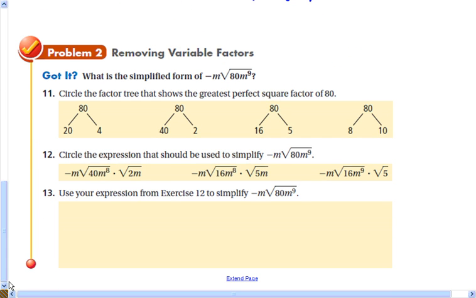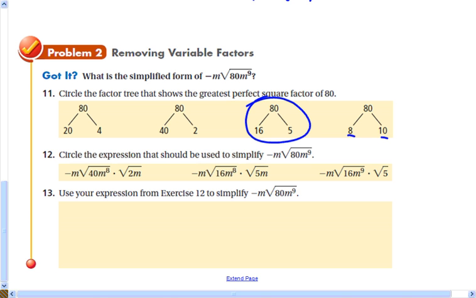I'll go through this one with you. What is a simplified form of negative m times the square root of 80m to the 9th? Circle the factor tree that shows the greatest perfect square factor. So obviously all of these are ways to factor 80. And we're looking for perfect square factors. 4 is a perfect square factor, but if you can find a bigger one, use it, because this 20 still has a perfect square factor in it, so we'd have to do a little more work there. So the one that we want is this one right here.